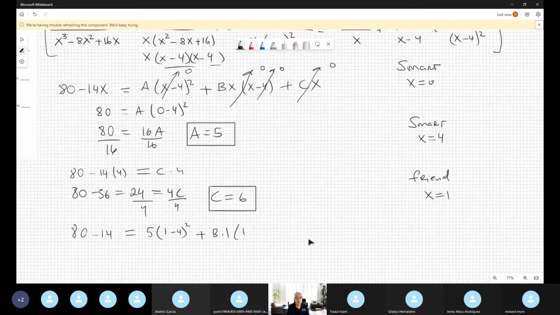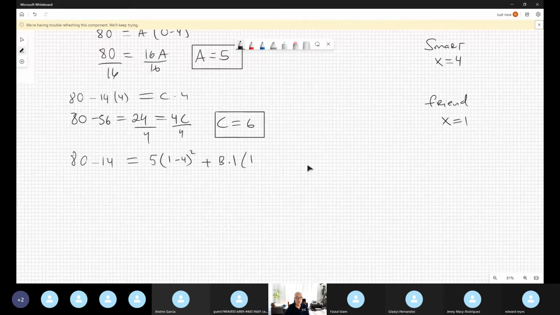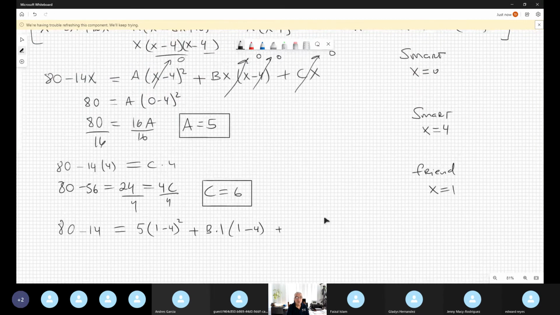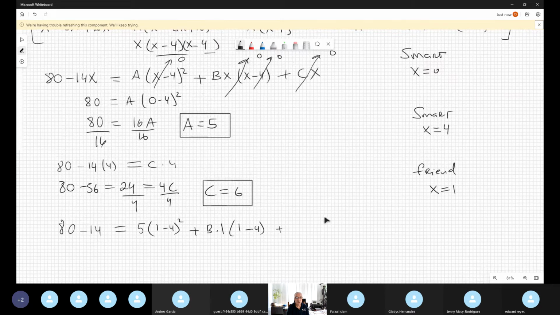Let me make a zoom. This is minus 4, no square, plus c times 1, but c is 6. Okay, the only unknown is b.